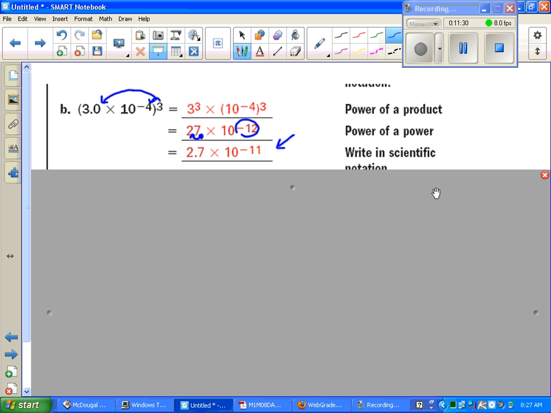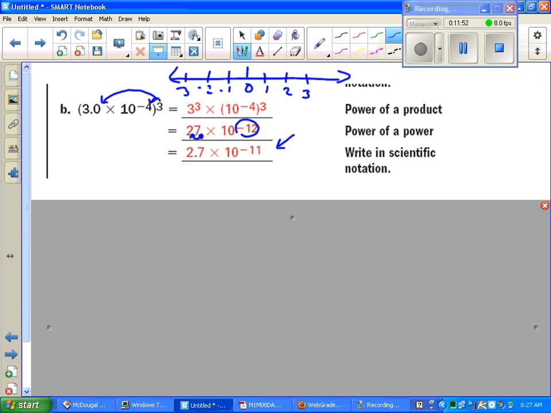Remember, it's like on a scale. As you're counting up from 0, your numbers get bigger, 1, 2, 3, and so forth. But as you're counting down from 0, negative 1 is larger than negative 2, which is larger than negative 3. So that's how negative 11 is actually a larger number than negative 12. So when you move 27 to 2.7, you made it larger and it becomes times 10 to the negative 11.